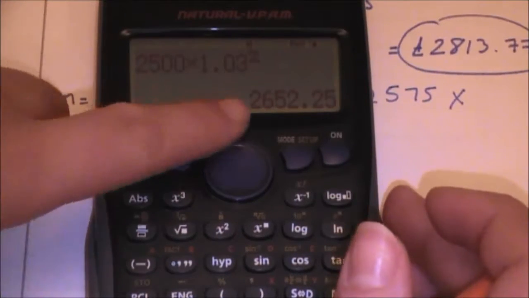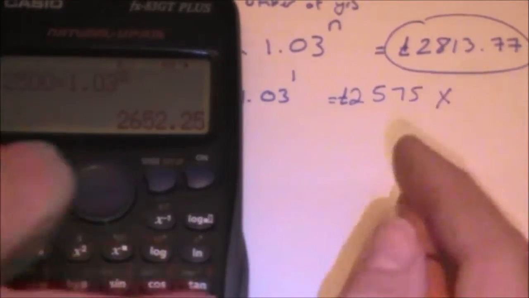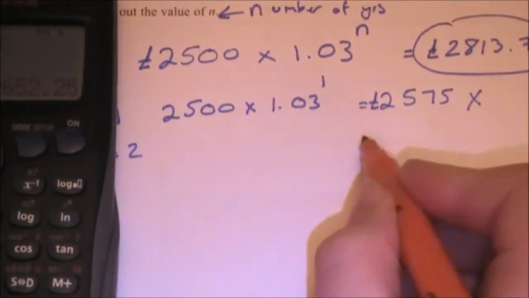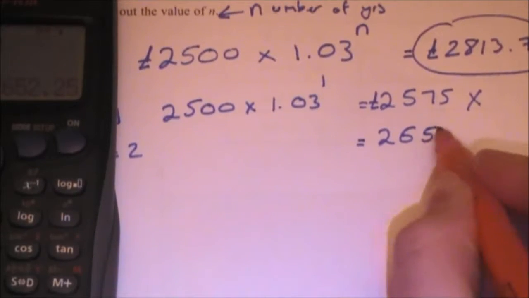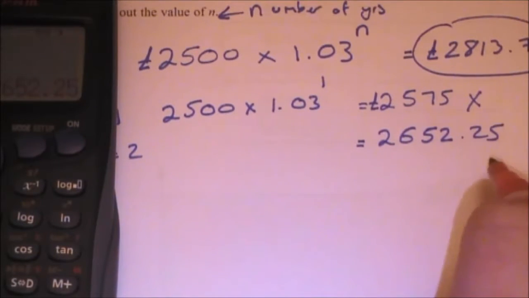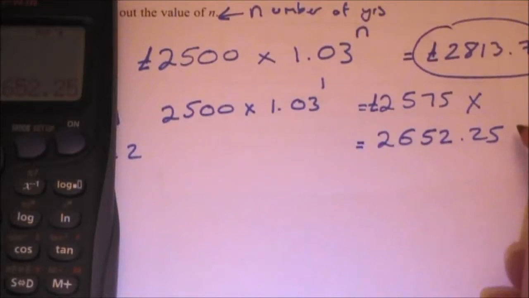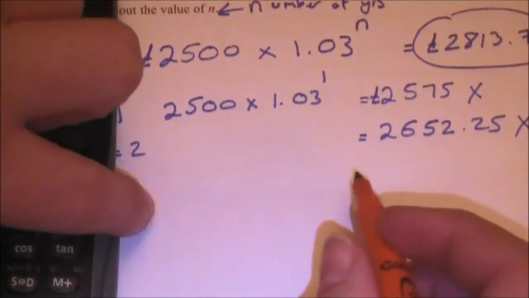So at the end of 2 years, she's got that amount of money. So when n is 2, she's got £2,652.25. Is that what she wanted? No, we're still quite far off.